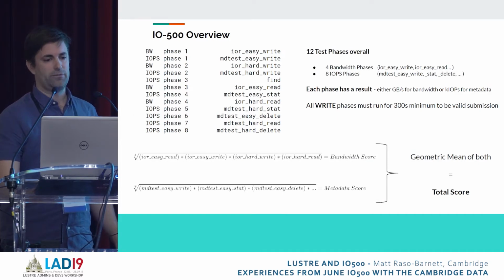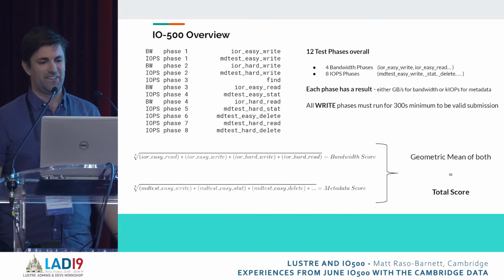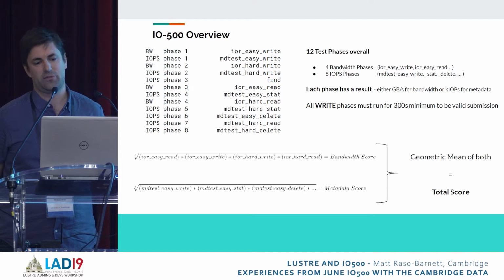And this is kind of what you get used to looking at when you're running these tests. You have these test phases. So there's 12 phases overall, 4 bandwidth phases and 8 metadata phases.